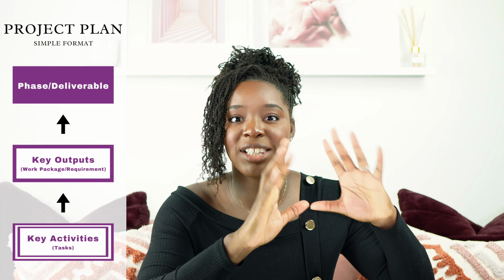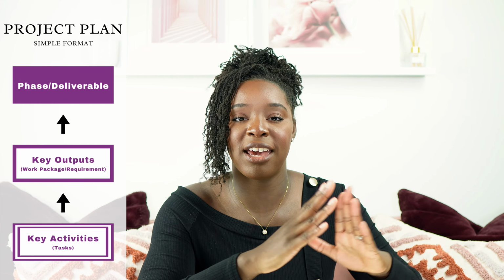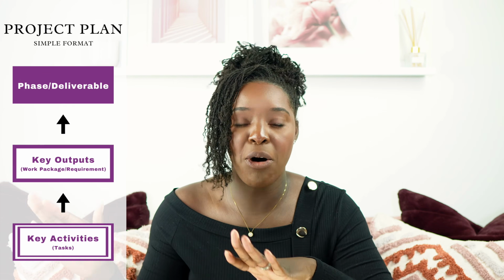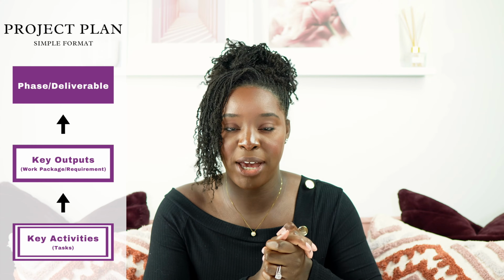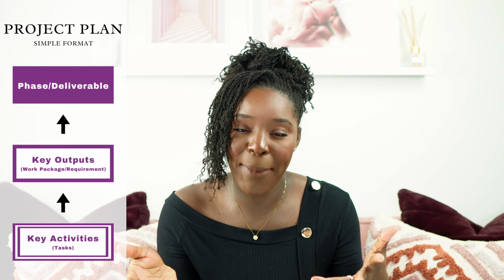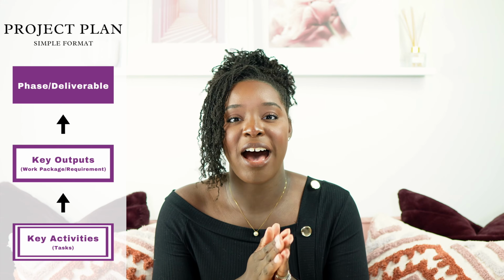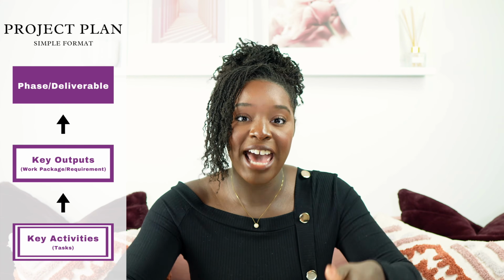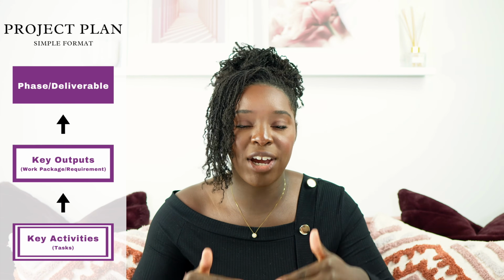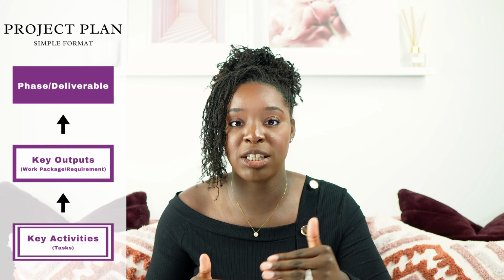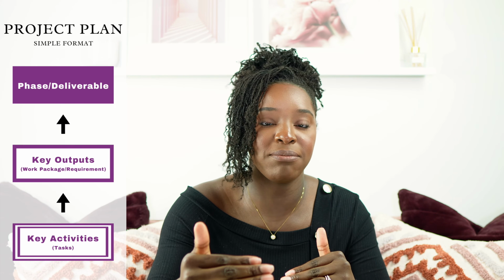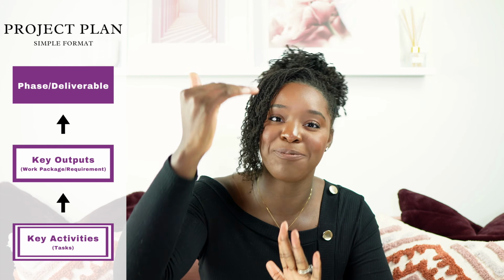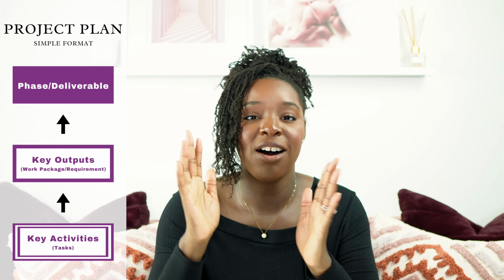So the best way to write out the plan is you take that phase or deliverable, however you plan on organizing it, and then you're going to write out the key outputs of that phase or deliverable, okay? This is also referred to as your work packages. These are your requirements. So you're going to take those key outputs, and then from there, you're going to break it down further into all the key activities you need to do in order to produce that output, okay? And those outputs will lead to completion of the deliverables or that phase. All of that is how to simply write your project plan.